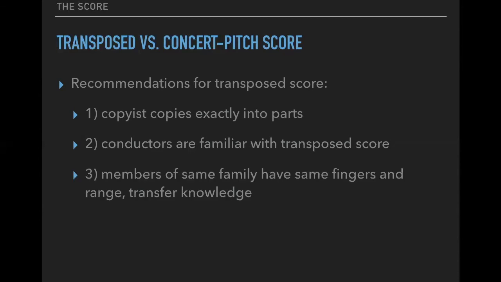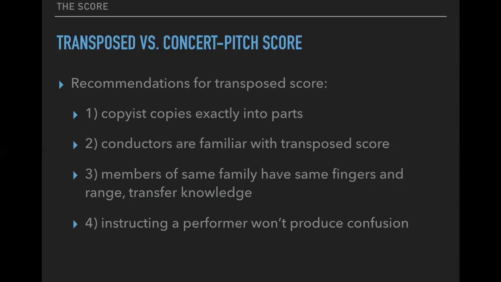This is a big one. Members of the same family have the same fingering and range, and they transfer that knowledge from one instrument of that family to another. Let's say the clarinets. You have the clarinet in E flat, you have clarinet in B flat, you have bass clarinet. The lowest note of each one of those is the same. The fingering is the same. The notes come out differently. So this is another good argument for keeping with a transposed score.